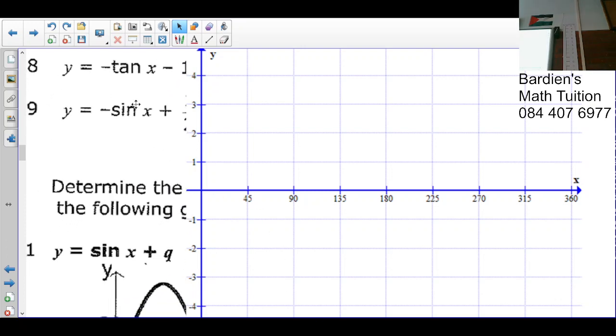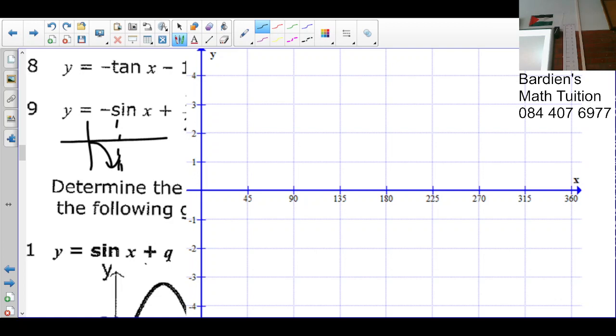Tan of x, tan of minus x, minus 1. So remember, what's going to happen to this tan graph? It's going to go the other way around. Goes there. Right? And then minus 1. Nope, that one is wrong here. Actually the other way. So it goes down, down, and down. Then the tan graph moves 1 unit down. Okay, so we can draw this graph.